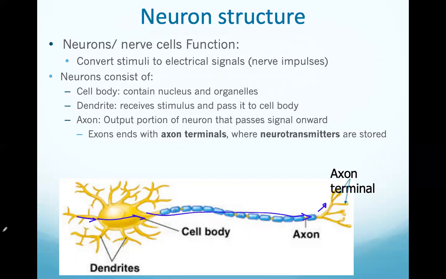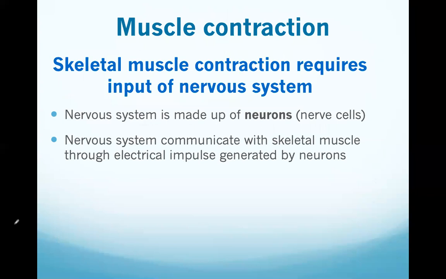Now, why do I care about the neurotransmitter that is produced by the cell body and transported to the axon terminal? It is the way for my neuron to communicate with the skeletal muscle. It is a way for the electrical impulse to be transferred from the neuron into the skeletal muscle fiber. So let's take a look at more detail about this.